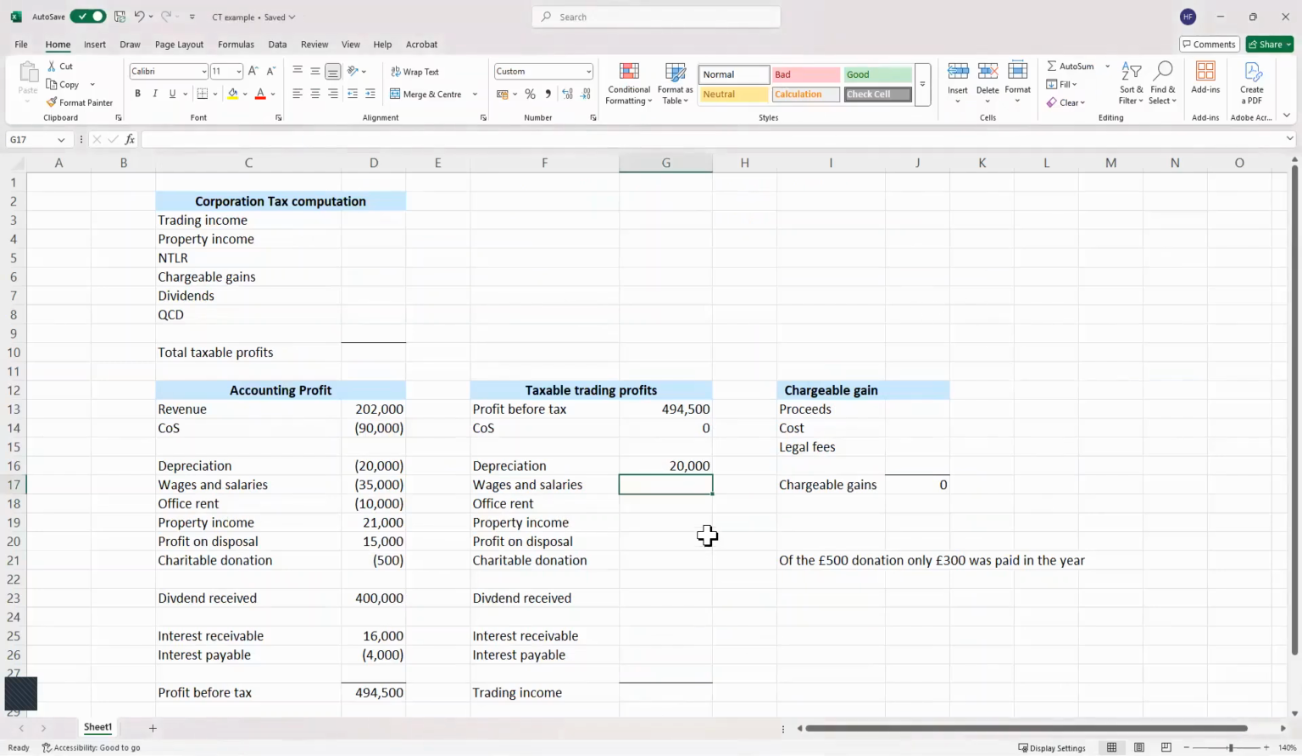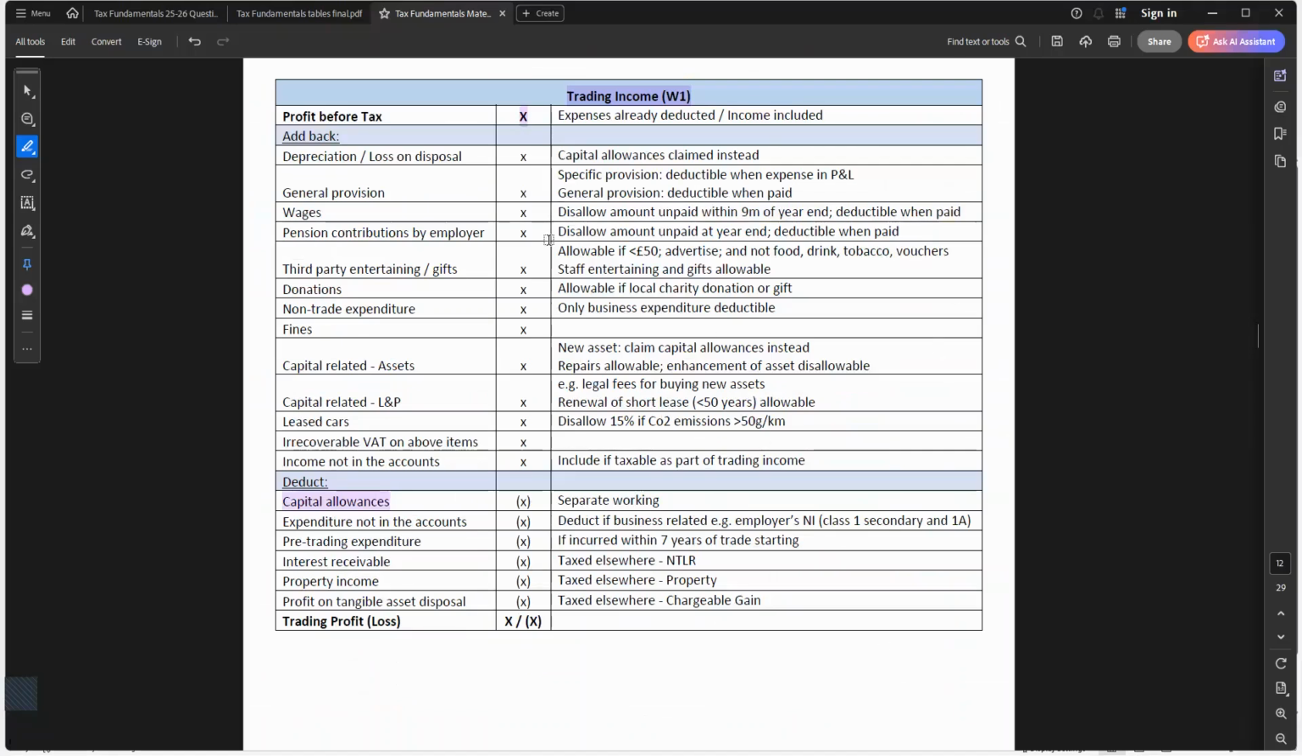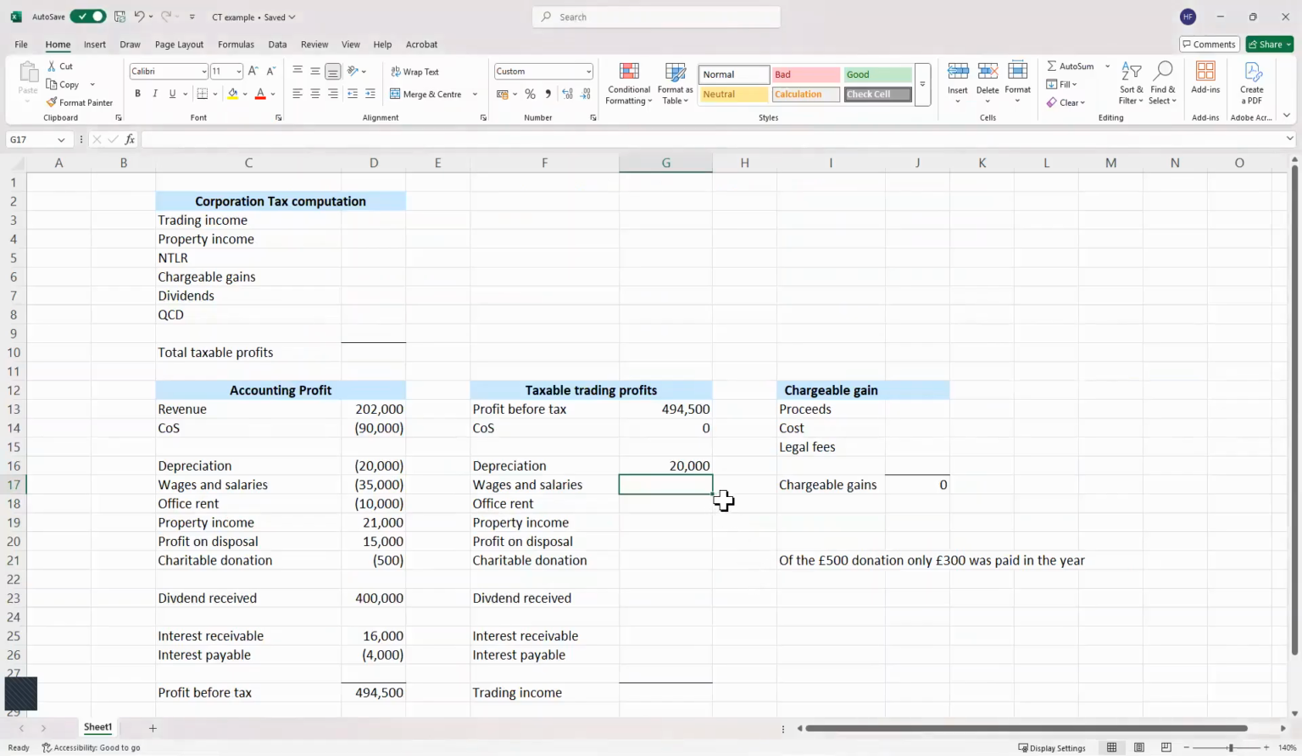The next one is wages and salaries. So wages and salaries are a tax deductible expense unless they're not paid within 9 months of the year end. So they're deductible on a paid basis, and you have to disallow any amounts not paid within 9 months. But in this information, there's nothing to suggest that these amounts haven't been paid, so there'd be no adjustment here. Similarly, with the office rent, this would be a cost for the company to rent an office in which to carry out its business, which is a business expense, so there'd be no adjustment required here, as we can take a tax deduction for the office rent.